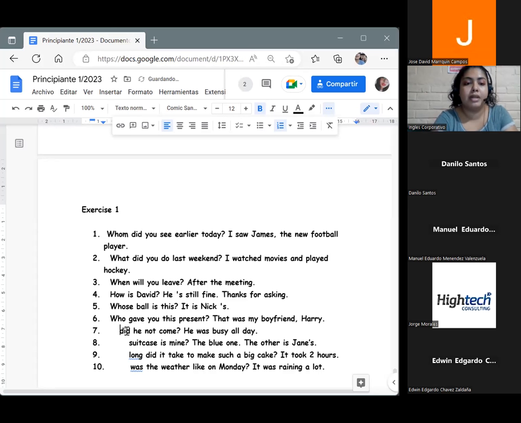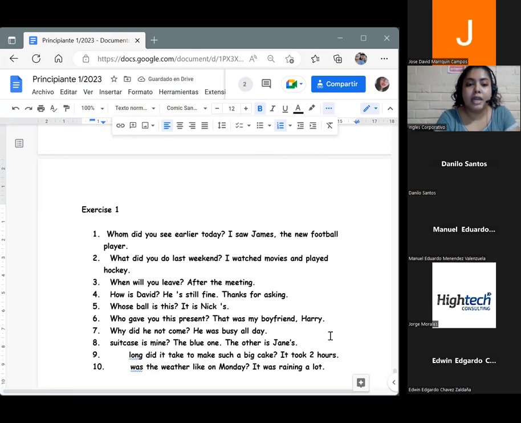¿Quién te dio ese regalo? Did he not come? Estamos preguntando por una razón. ¿Qué le vamos a poner ahí? Why did he not come? ¿Por qué no vino?